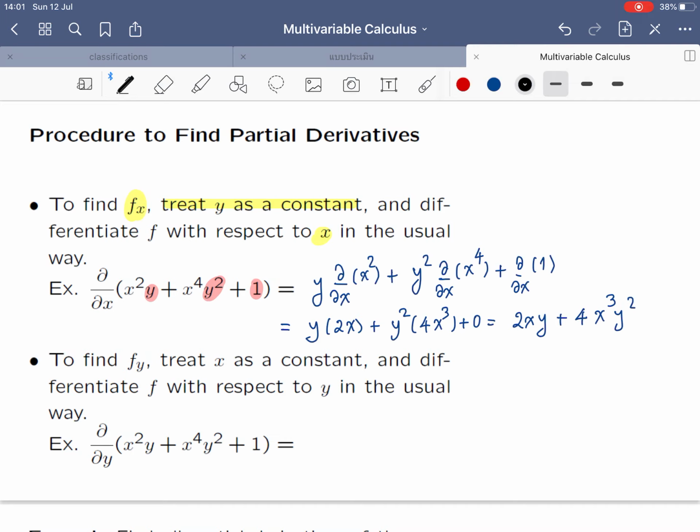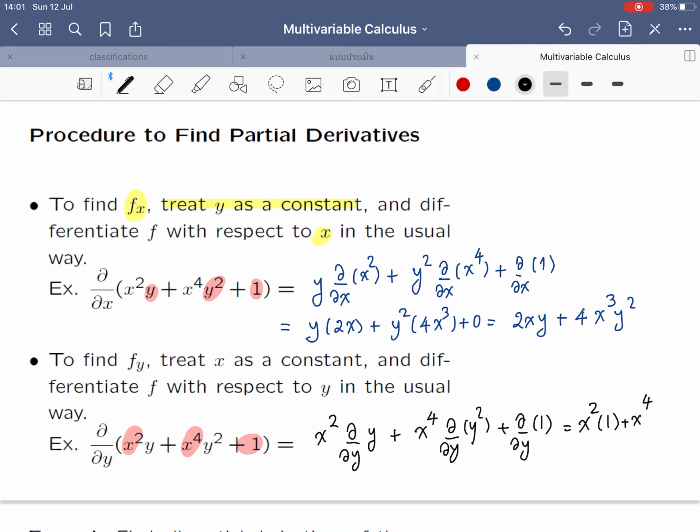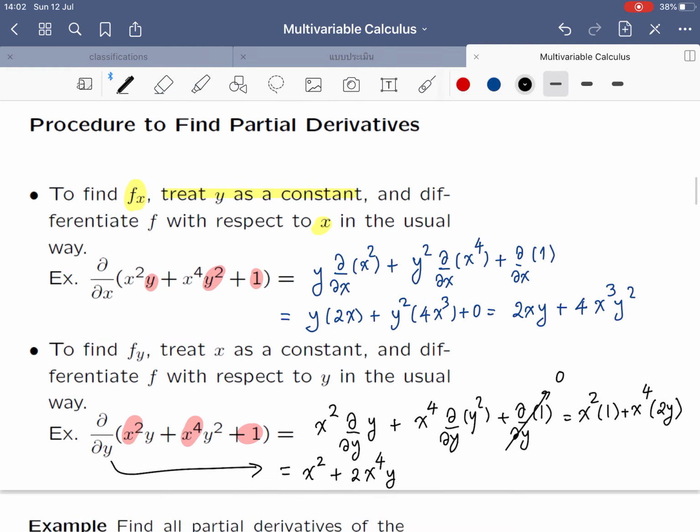On the other hand, if you want to find the derivative with respect to y, then your x now is a constant. Of course 1 is a constant, so all the x is constant, and the derivative goes directly to where the y is. Just like that. So this one will have x squared, and then the derivative of y with respect to y will have x fourth, the derivative of y squared we get 2y, and then of course this one is 0. Or you can simplify it to be x squared and 2x fourth y. So that is the derivative of this function with respect to y.